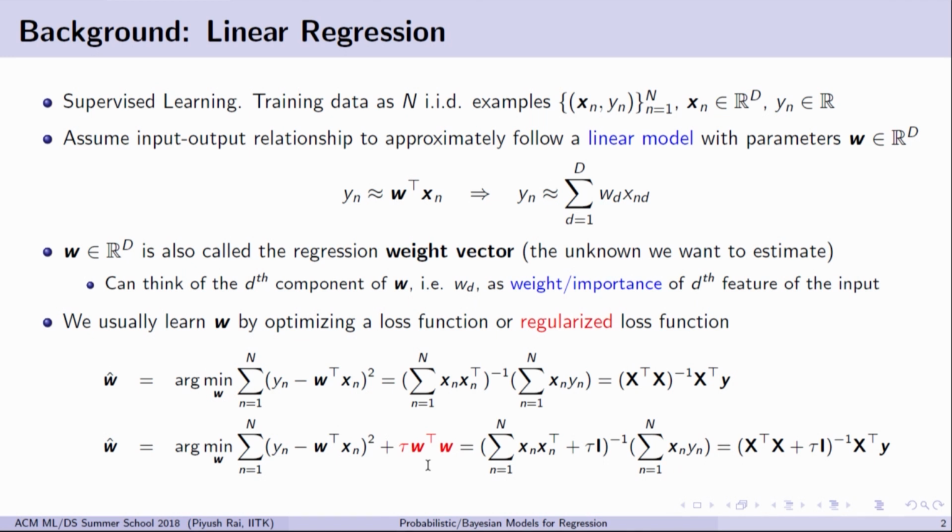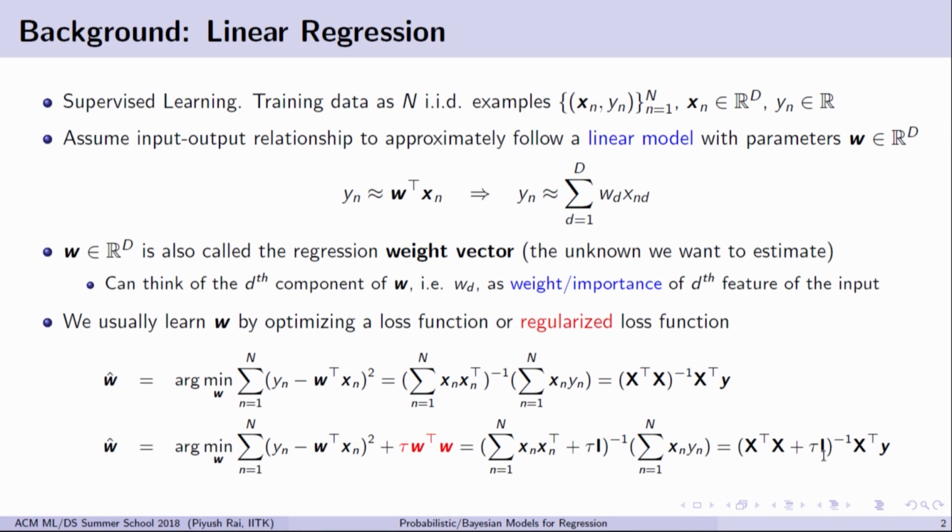So the first one is unregularized loss function minimization. The second is regularized loss function minimization, where Yn minus W transpose x n is the first term, the loss function. The second term is the regularizer, and the solution looks something like this. Okay, so if instead of a tau, I have no, I think this is fine. This is tau times I. Yeah, so you can verify this.